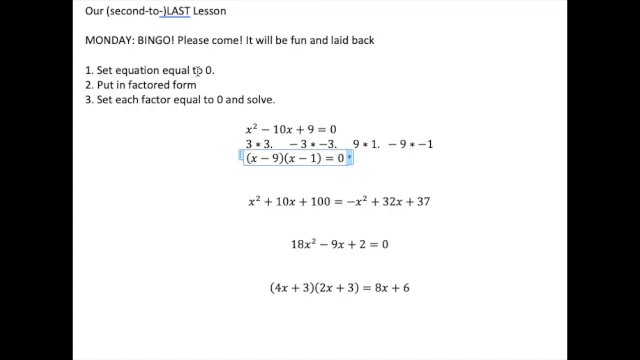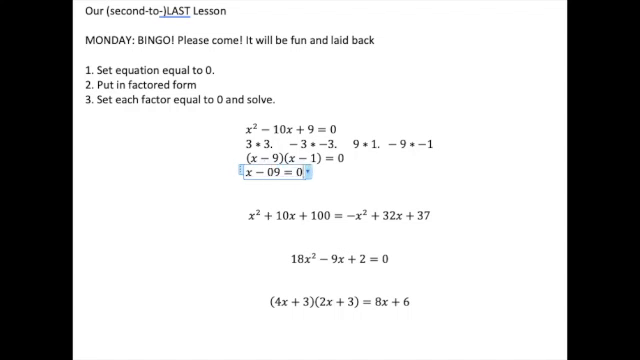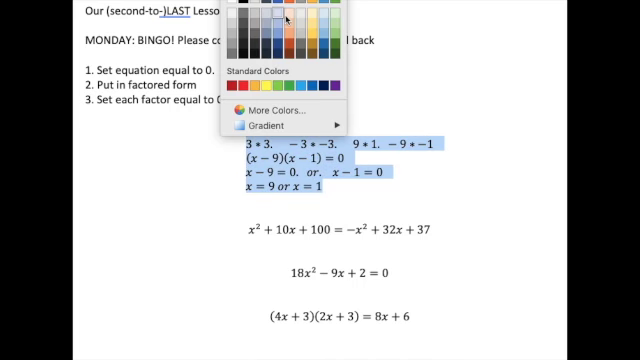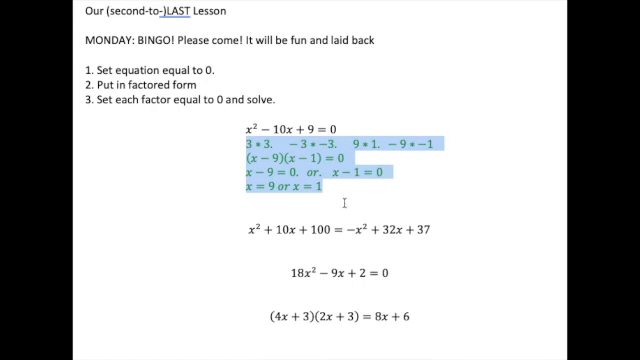So then I've factored it. Now I have to set each factor equal to 0 and solve. So now I've got x minus 9 equals 0, or x minus 1 equals 0. So that means that x equals 9 or x equals 1. And that's my first problem done. I can't tell if it's a different color, so I'm going to change to green.